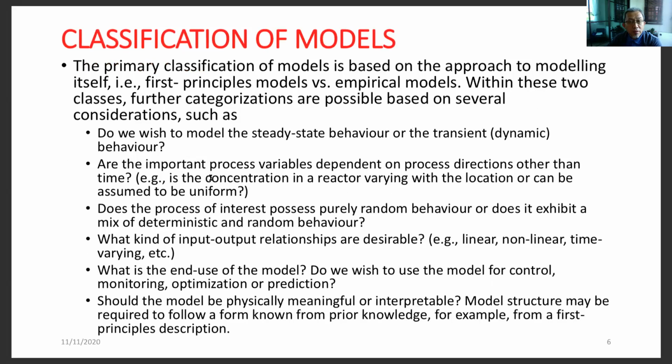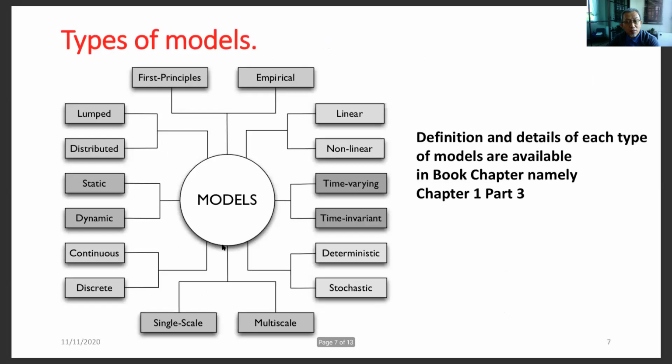Then some questions need to be asked for the primary classification of models based on the approach you want to use. Do we wish to model the steady state behavior or the transient behavior? Is the important process variable dependent on a direction other than time? Or does the process of interest possess purely random behavior? The several questions listed here must be considered so that you can classify the models.